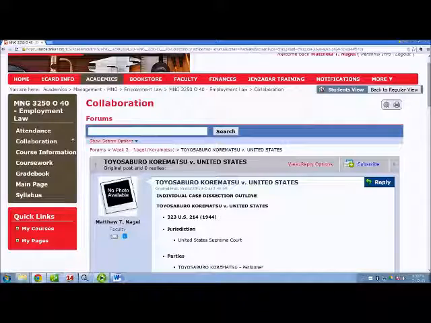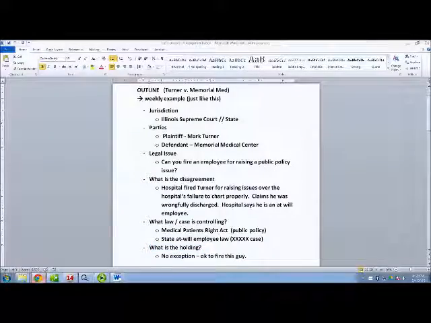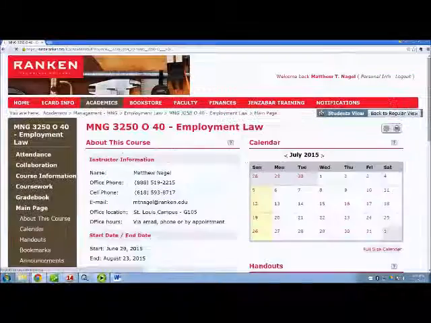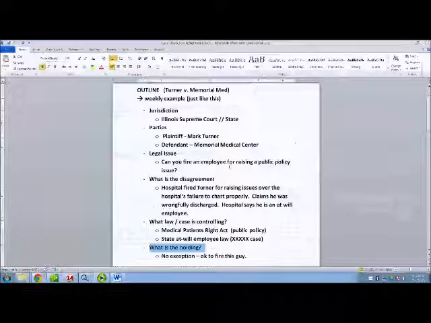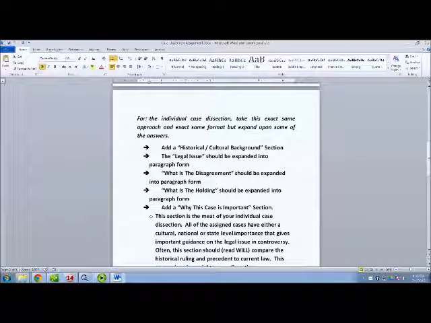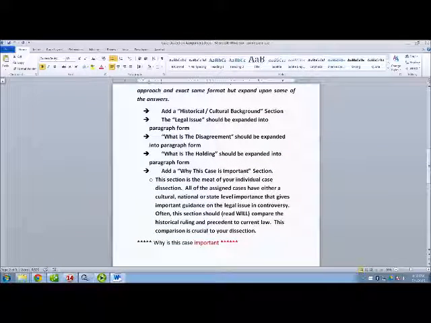To give you a little more feedback, we go back to that case dissection assignment. This was on the main course page. Remember, I downloaded this before, right here. So we scroll to page 2. For the individual case dissection, we want to take the exact same outline, the exact same approach, but we're adding some things to it. We're adding a historical or cultural background section. This is kind of giving the rest of the students an idea of why this case came down. What was going on in the world, what was going on in these parties, what was going on in society that made this case important.